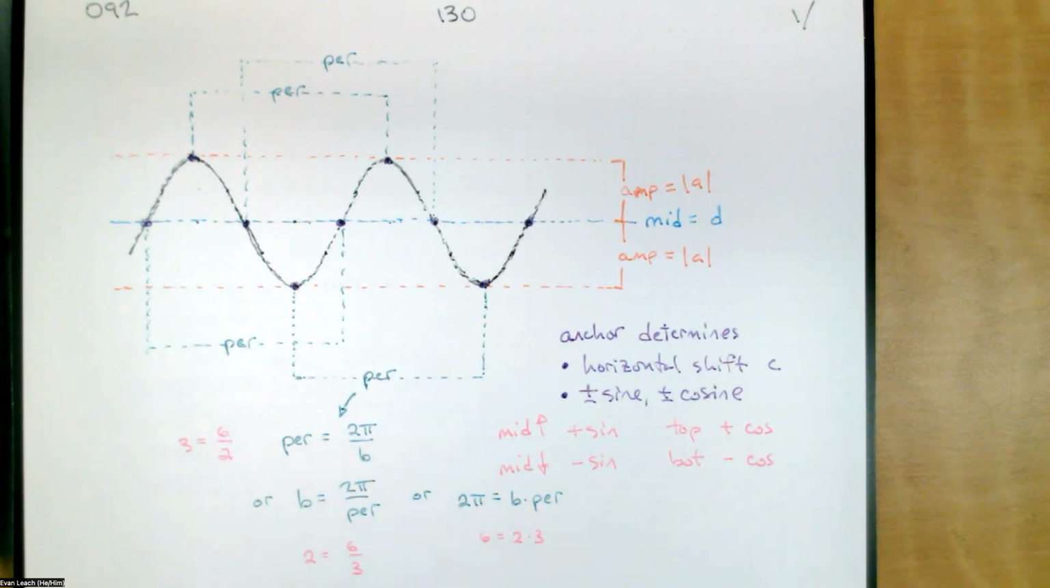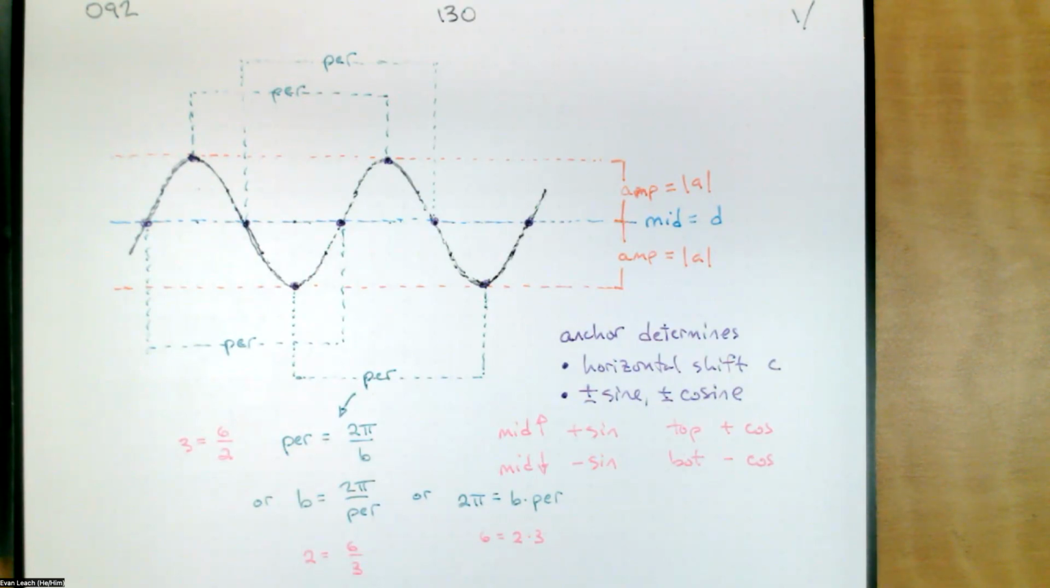The other thing that we need to identify is the period. If we're looking at a graph, we can observe what the period is. Or if we're looking at an equation, we can calculate what the period is by looking at the coefficient of x. So the period is 2 pi over b. If we want to know the period, we take 2 pi divided by the number that we see as the coefficient of x in the equation.